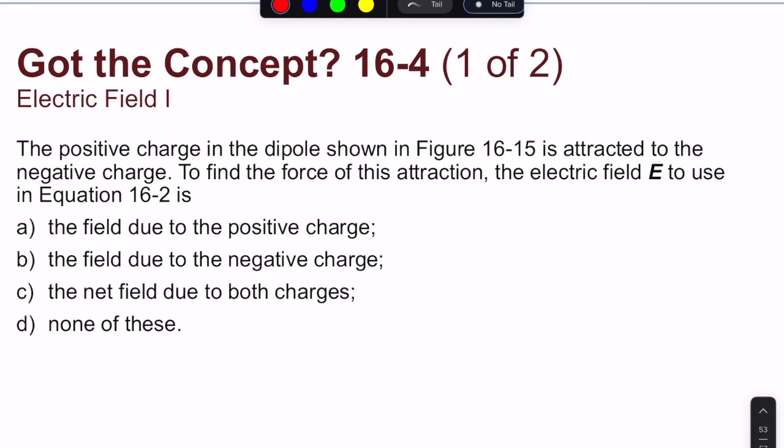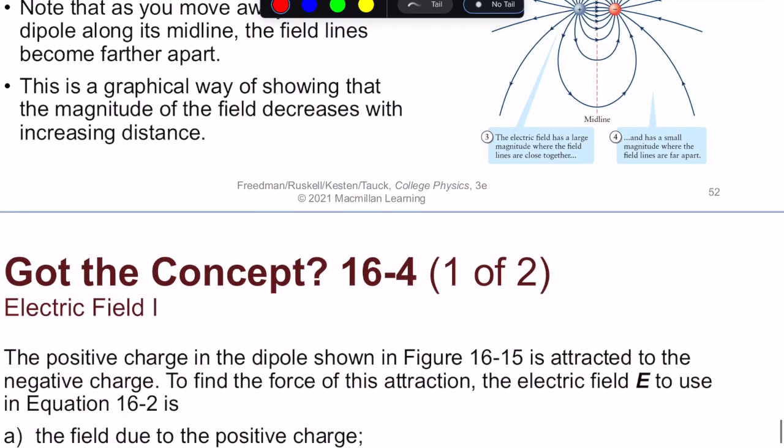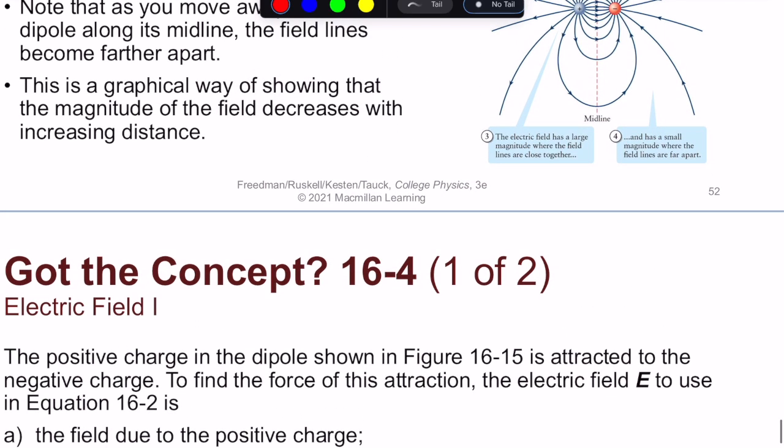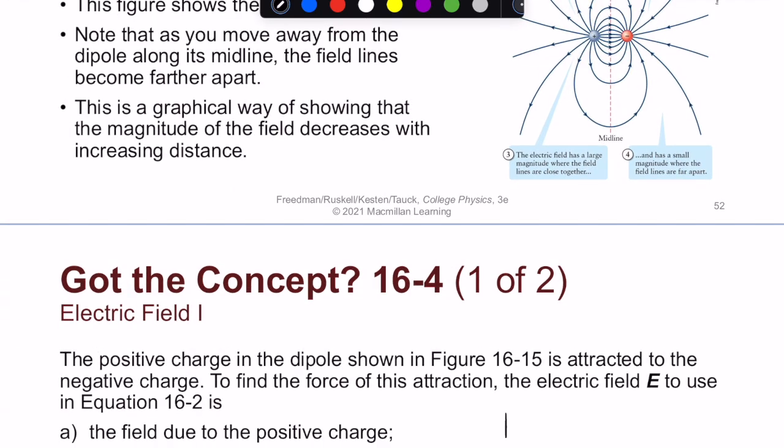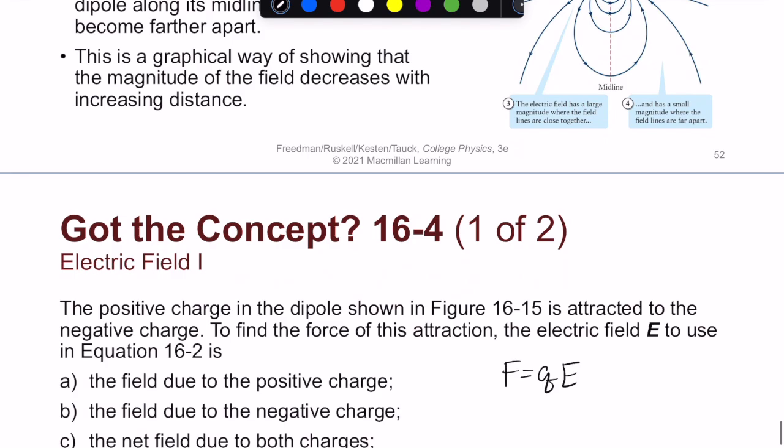So let's look at this conceptual problem. The positive charge in the dipole shown in the previous picture is attracted to the negative charge. To find this force of attraction, the electric field that we would use is which one? Remember, F equals QE. So this is the charge that feels the force.